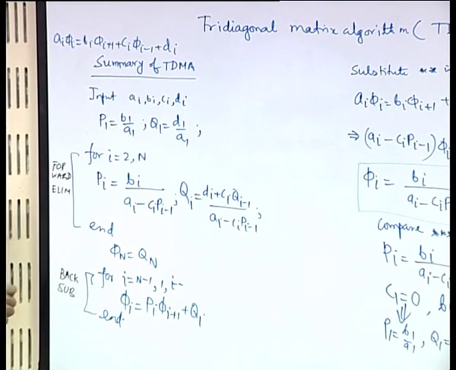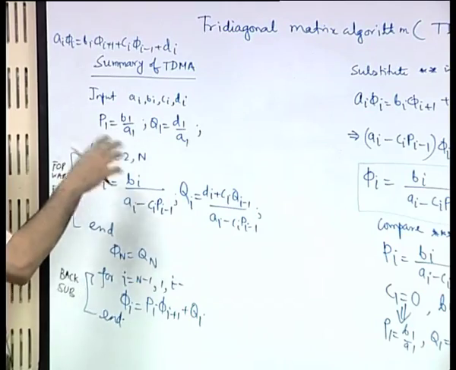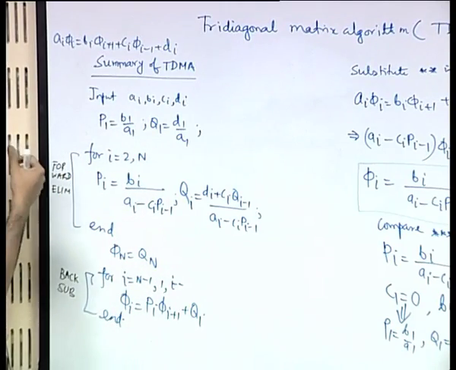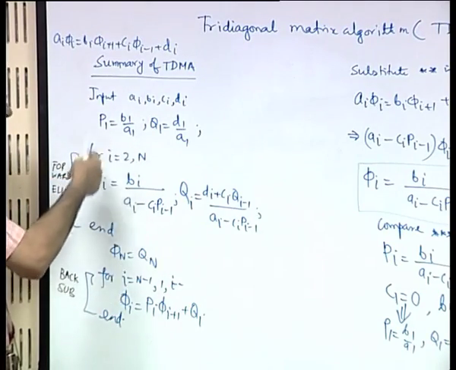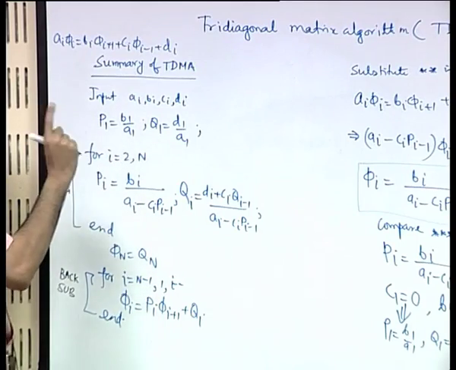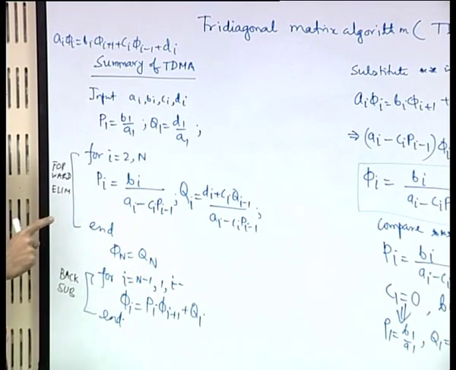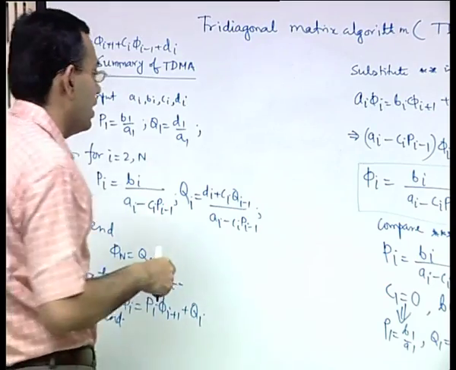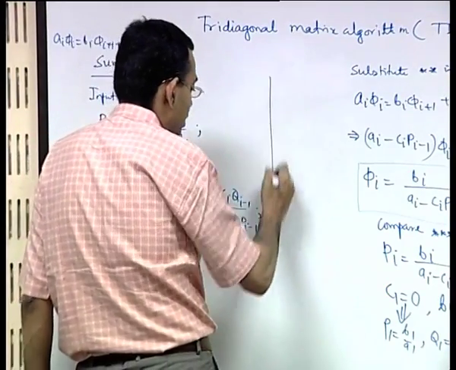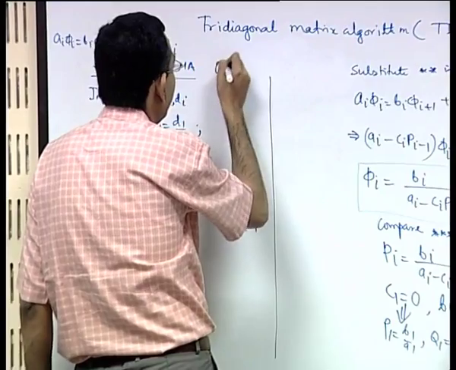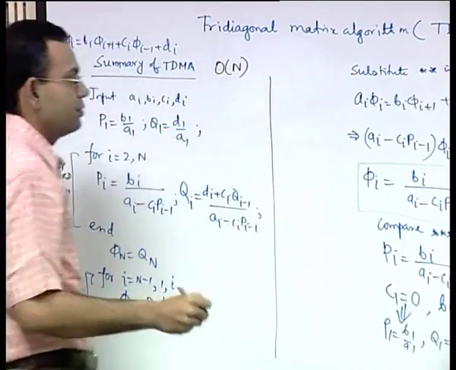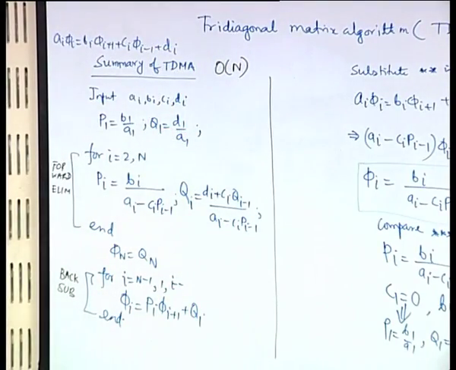and you can see that the forward elimination part has a complexity of the order of n, because there is only one for loop there which runs up to the order of n. So, the TDMA has an algorithm complexity of the order of n, not n square or n cube, that is a big advantage.